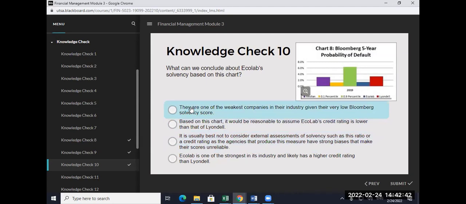Are they one of the weakest? There's the best 10%, and there's them. They're actually one of the strongest, right? So you wouldn't think their credit rating would be lower. I think it'd be higher than Lyondell's. So which one does it look like? D. All right.